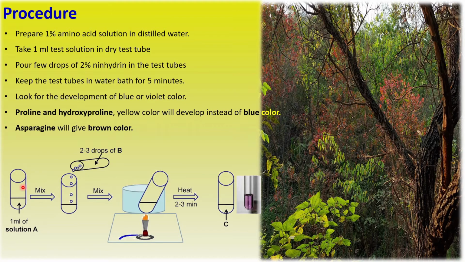In the procedure, first you will take 1 ml of solution in the test tube and mix it with 2 to 3 drops of ninhydrin solution. After adding the drops, place the test tube in the water bath or on the flame directly with gentle heating, and after heating for 2 to 3 minutes, you will see the change in color. That will be a blue color.